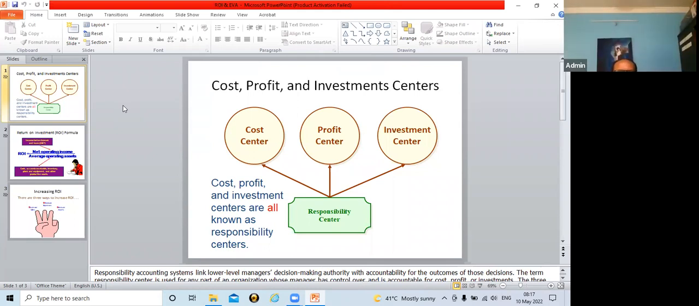Now today, we will be studying ROI, EVA. ROI stands for return on investment. And EVA, it is economic value addition.